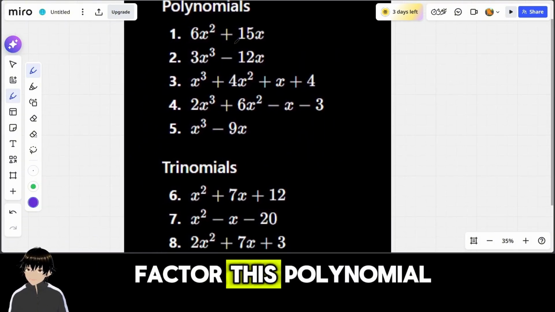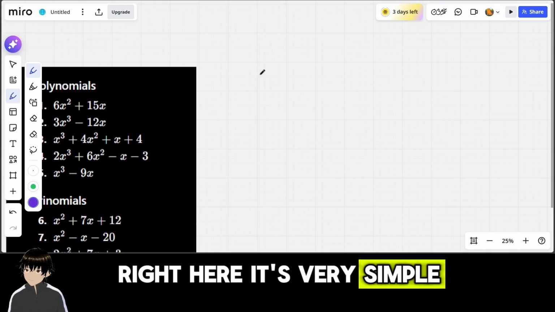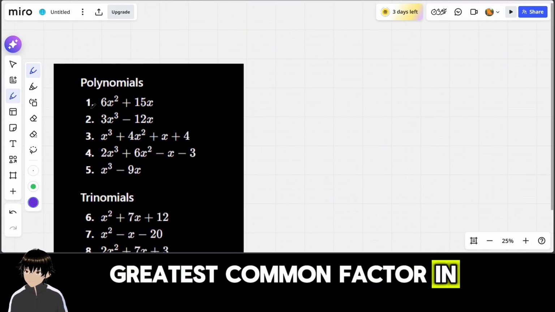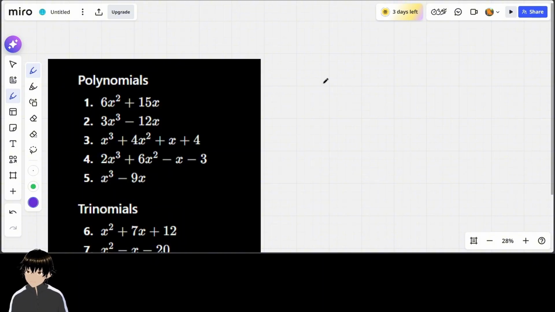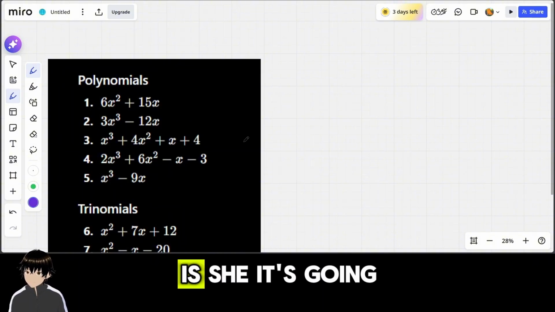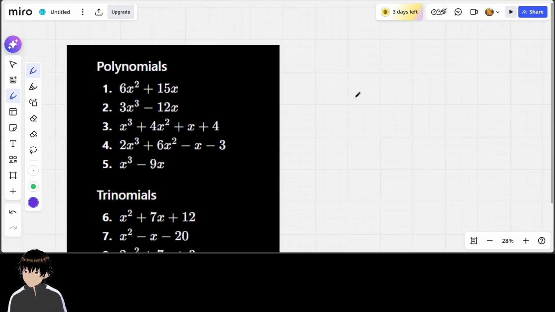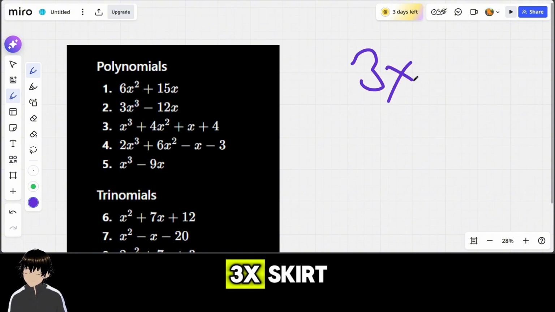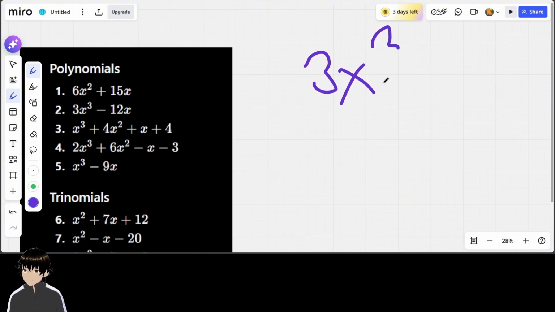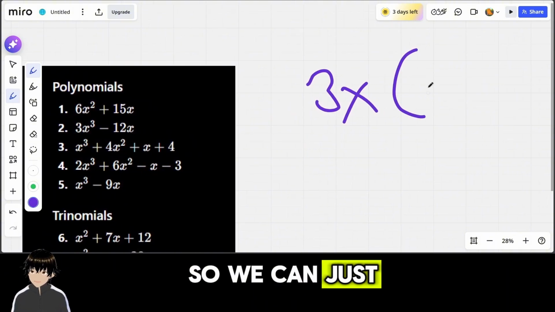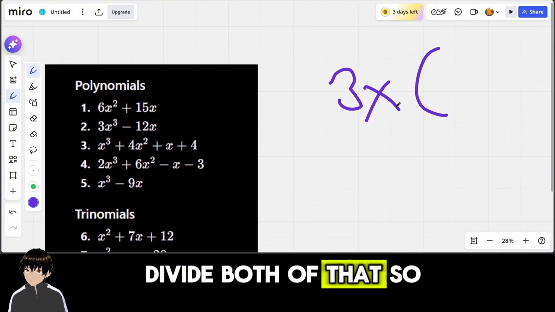So how do we factor this polynomial right here? It's very simple. Just have to find the greatest common factor. What is the greatest common factor in 6x squared plus 15x? It's going to be 3x squared, or 3x, okay? So we can just divide both of that.